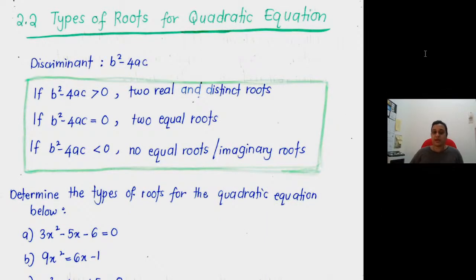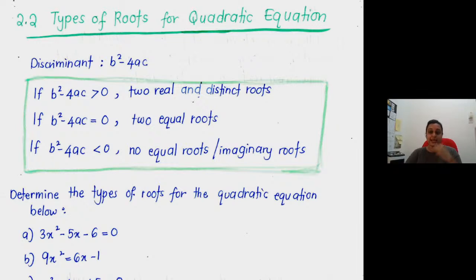Types of roots for quadratic equation. Okay, this one, important. Paper 1, very common to come out. Okay, can come out this question, paper 1. Paper 2 can come out in like problem solving, A, B, C. Like you have a question, then you have A, B, C. Yeah, so can come out in that also. But paper 1 is more common.